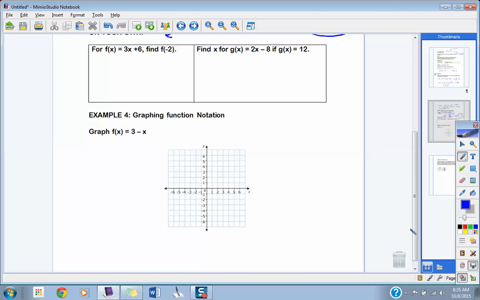So we're going to say f of -2 right here equals 3 times -2 plus 6. I think we got 0 out of that, didn't we? Okay, so we have a 0 when we get this. So f of -2 was 0, right? So this one right here, you knew the input. You knew the input.